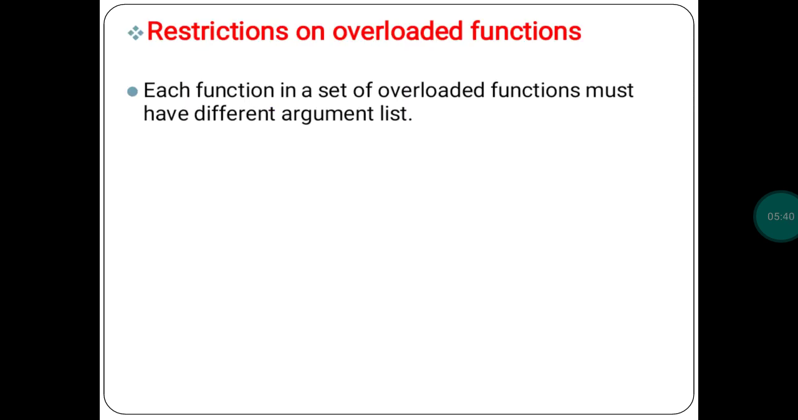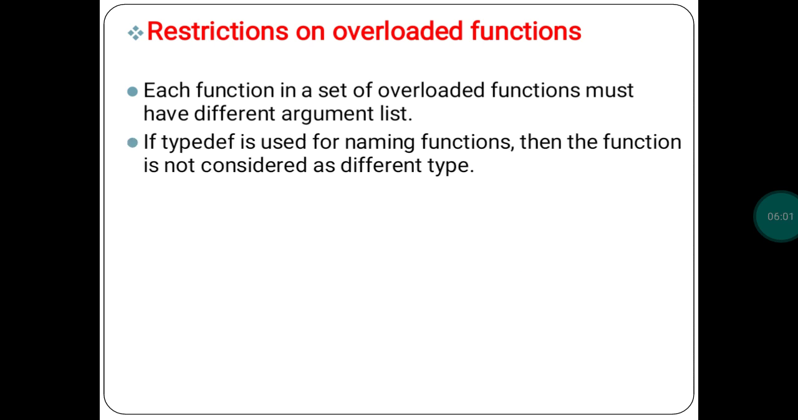Then see what the restrictions on overloaded functions are. We have to follow these restrictions. First, each function in a set of overloaded functions must have a different argument list. If the number of arguments differs, the argument list is different. If typedef is used for naming a function, the functions are not considered as different types. So these are the two restrictions on overloaded functions.